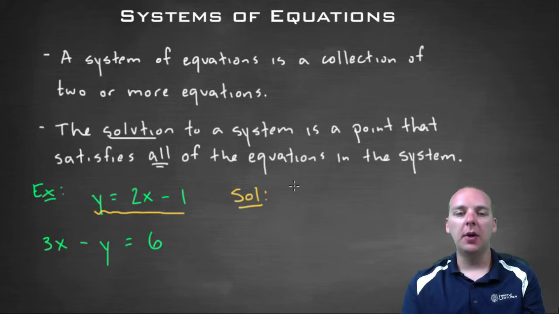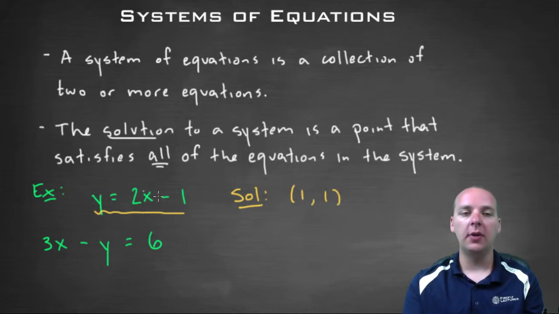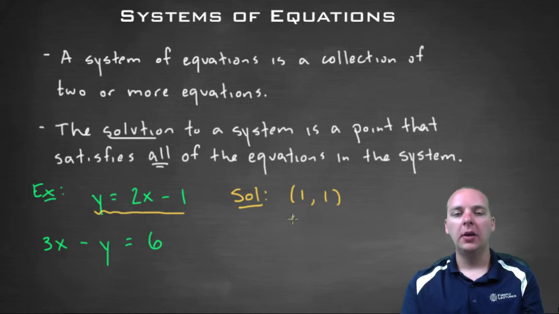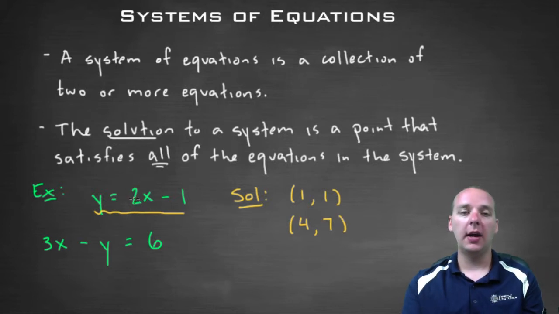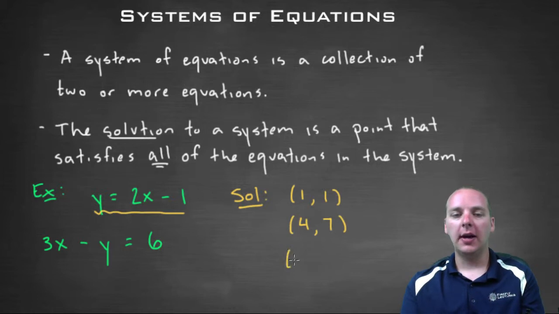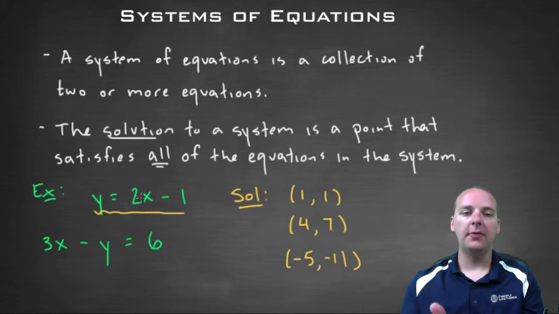What would be one of the many solutions for this one? I'll make a few up. Maybe (1, 1) would be a solution, because if you plug in 1 for x, you get 1 for y. You might have (4, 7). That's a solution, because if you plug in 4 for x, 2 times 4 is 8, and 8 minus 1 makes 7. You could have (-5, -11), meaning if you plug in -5 for x and -11 for y, you get a true statement.